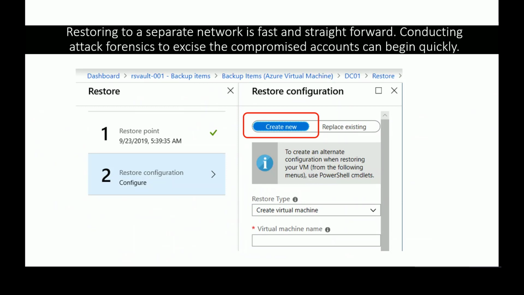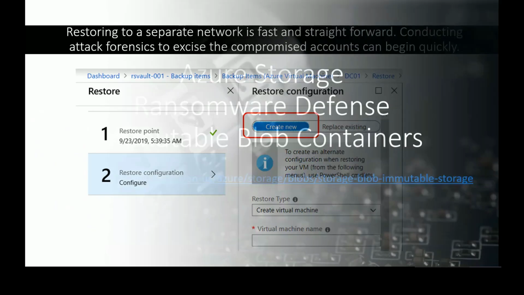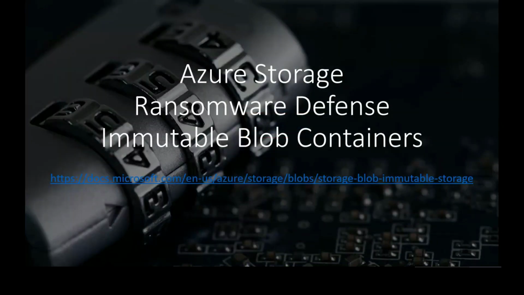So that's a very brief overview of how quickly and easily this can be set up for you if you already have domain controllers running in Azure using Azure Backup. And it applies equally well to any other servers that you have running in Azure. So now I'm going to move on to the second type of defense, which is immutable blob storage.